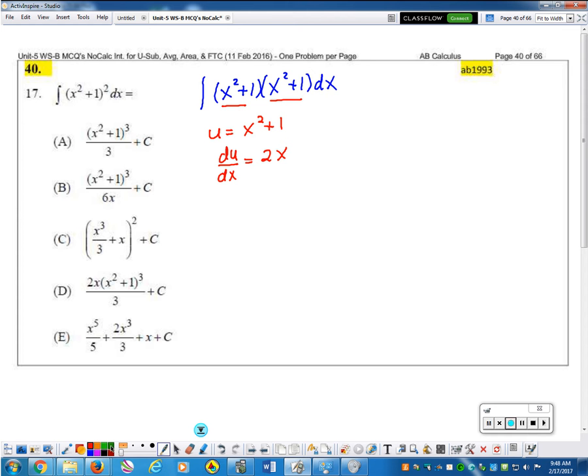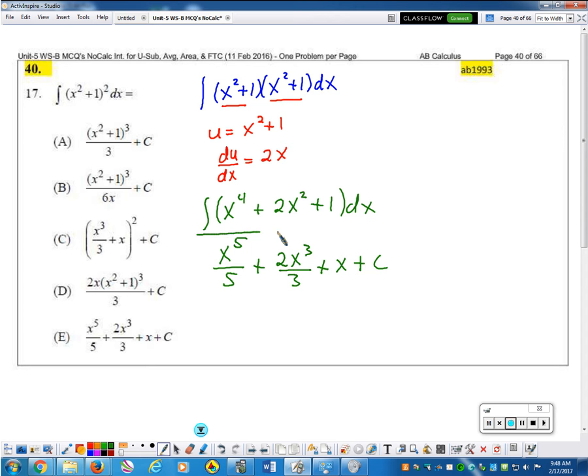So I multiply it out, and I get a brand new antiderivative that's x to the 4th plus 2x squared plus 1. With 3 things being added, I can just take the antiderivative of each piece. Perfect.